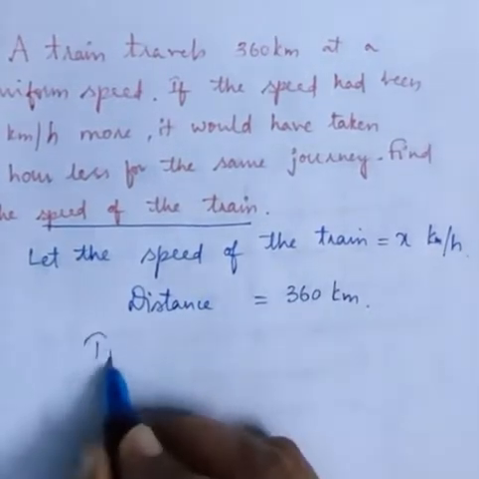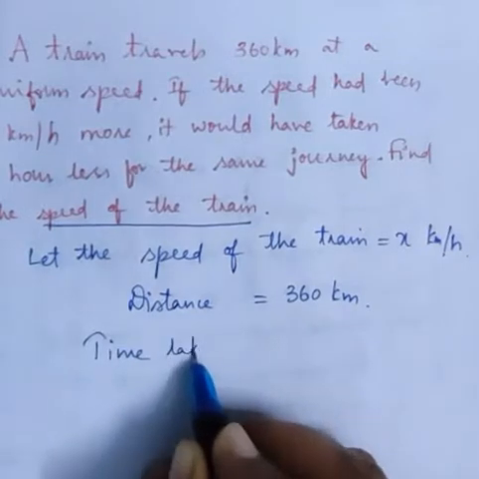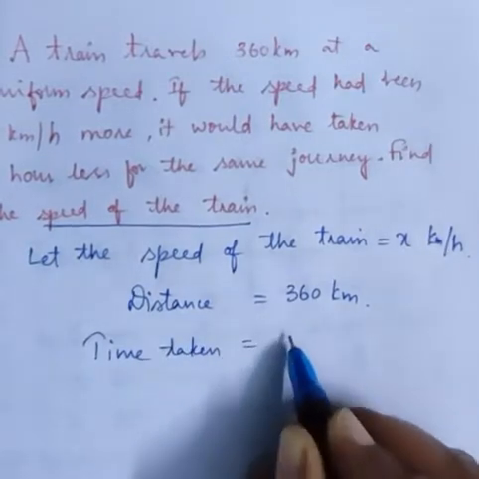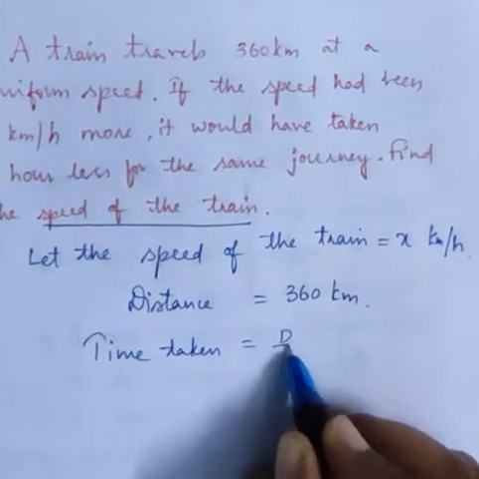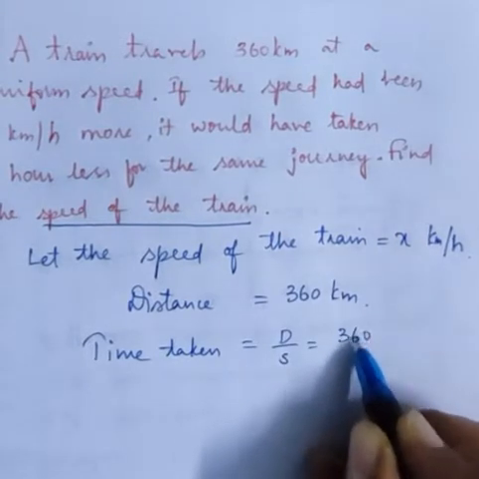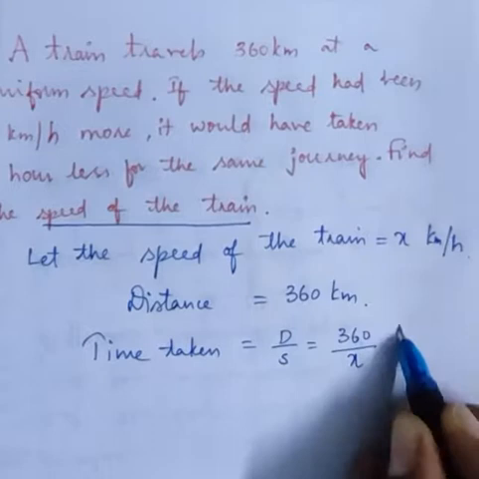Now what is the time taken? You find it out. So time taken for the journey is equal to distance by speed. So distance is 360 by speed is x. If you want, you can write hours here.